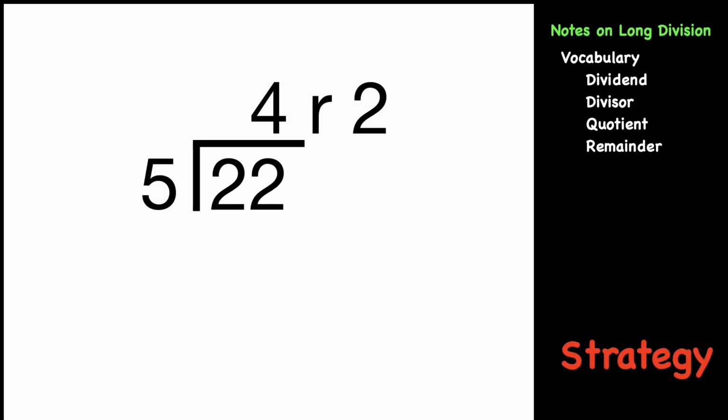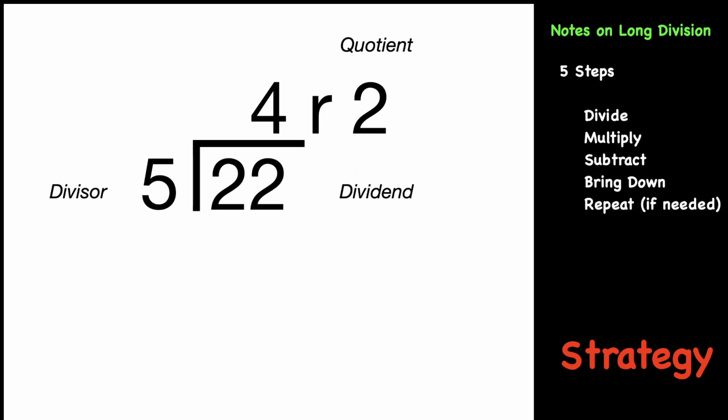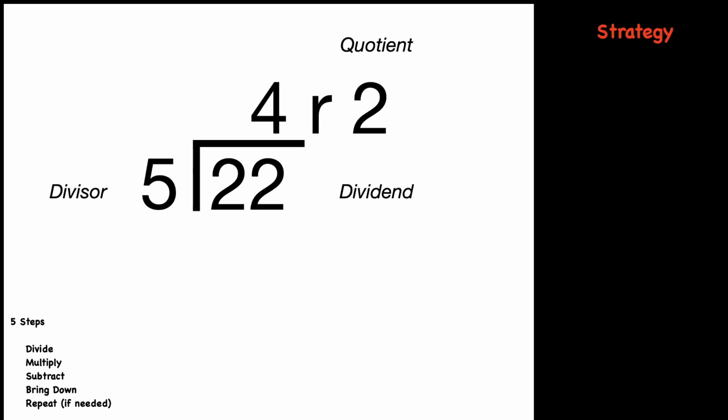Don't forget your vocabulary. We have the dividend, which is the big number to be divided. The divisor to the left is the number of equal groups. Our answer is called the quotient, and that shows how many are in each group. And some problems have a remainder, which we would show with the letter R and the number that comes after it. Our steps we've done on another lesson. That's not our focus for today, but it's to divide, multiply, subtract, bring down, and sometimes you have to repeat those steps.